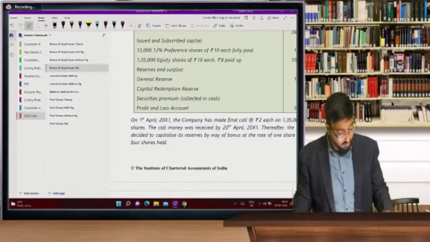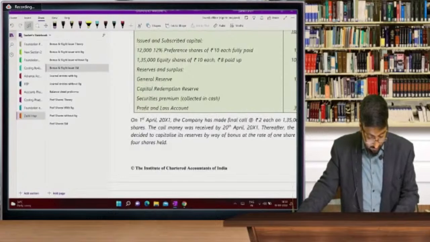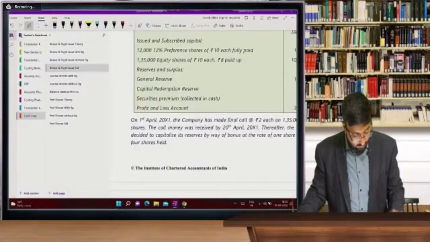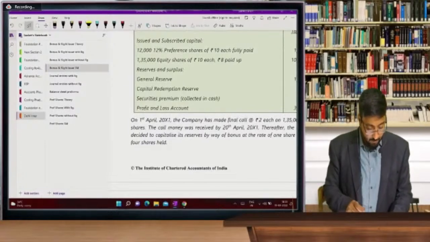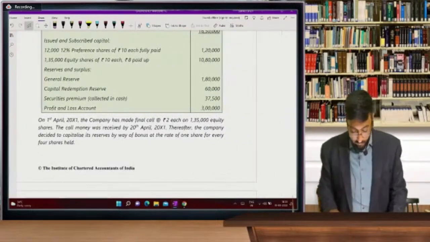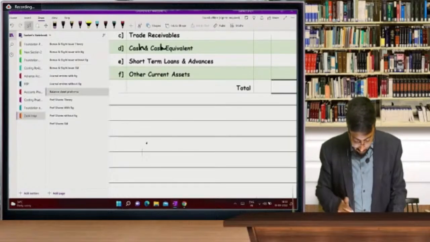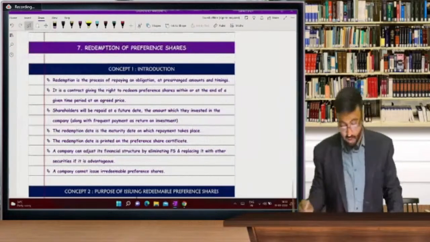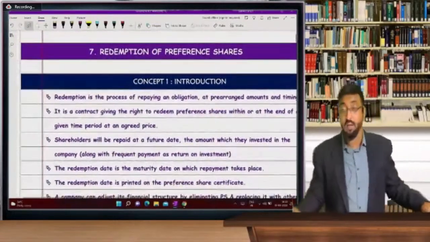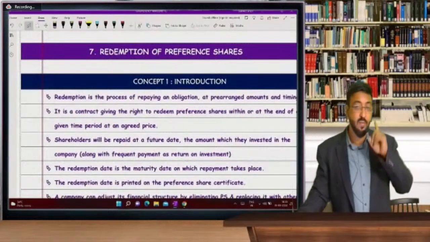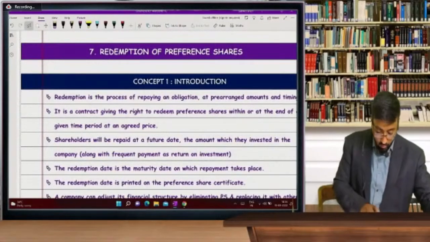So live coaching class. Let's start a new chapter. Now, preference shares redemption. Let's start the new chapter, redemption of preference shares. For the next 30 minutes, I want 100% concentration.